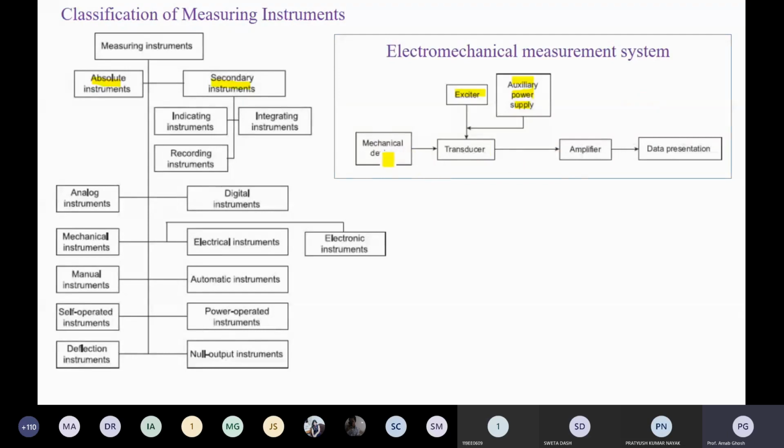So a mechanical device is there, and the transducer fetches the data from the mechanical device, then it is amplified, and finally it is presented or recorded. So you can calculate all those types of data. The input is mechanical, the transducer converts and measures that value. After that it is amplified, and finally you get all those values.